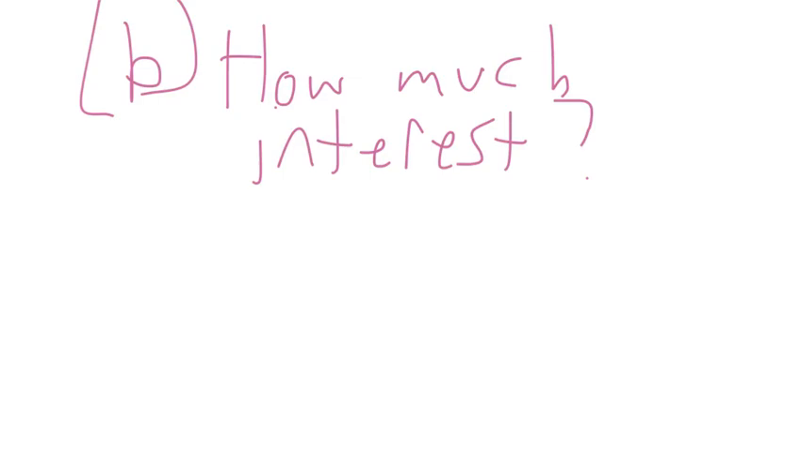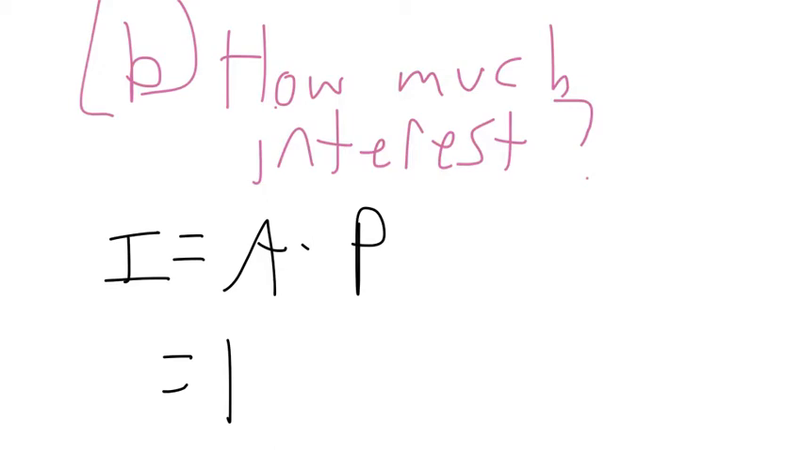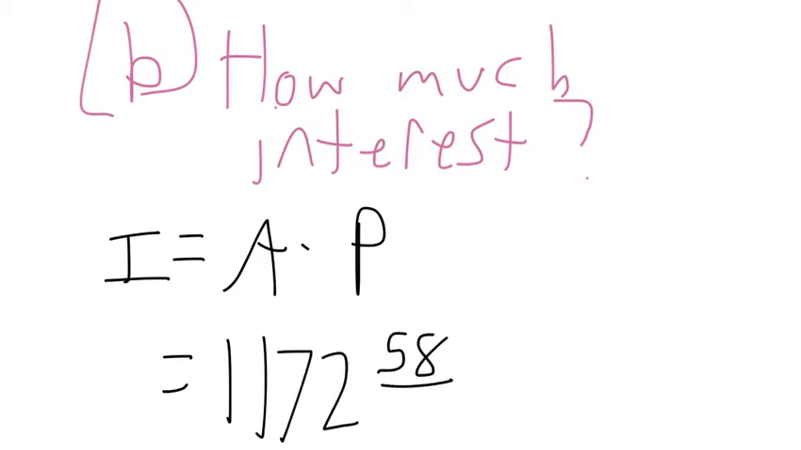Alright, and the second part of my question is, how much interest was made in that time? So, remember, to find out how much interest was accumulated, you take your final amount and subtract your principal amount. So that'd be $1,172.58 minus $1,000.